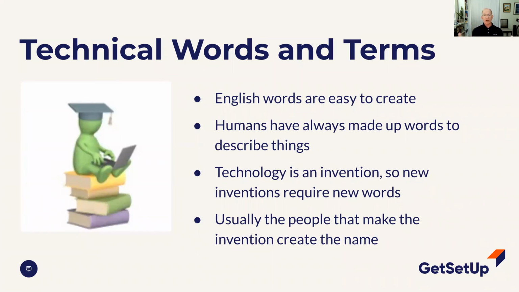As technology gets more advanced and improves, usually the people that make up the invention create the name, but sometimes a name becomes popular because it becomes more widely used by people. There are thousands and thousands of technology words because we invent a lot of things. We didn't used to have something called an airplane, but now we do, and you know what an airplane is because you recognize it, right?